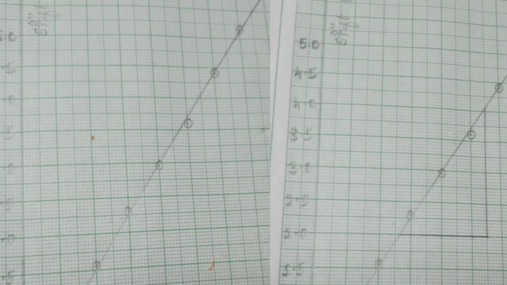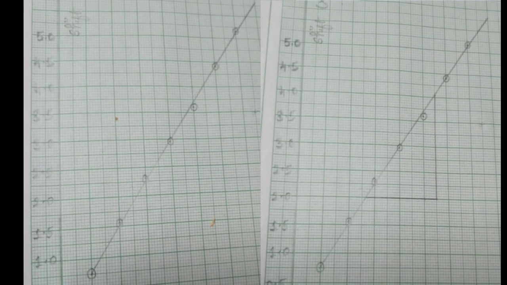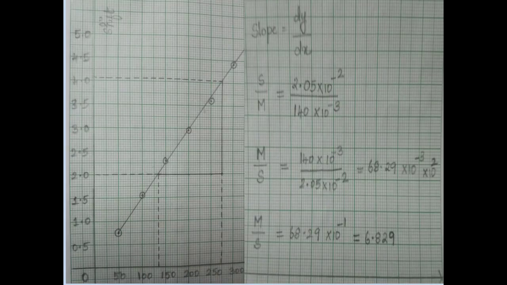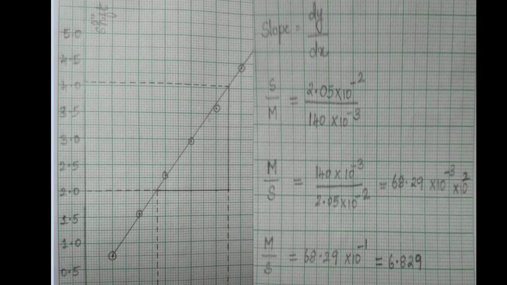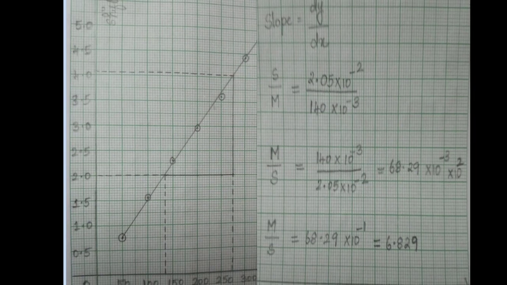Okay, join the graph. One or two points may not fall on the straight line, let's not bother about it. So join the maximum points which fall on a straight line, okay, then draw a slope like this. From this slope, let us find out the m by s. So we all know the slope is equal to dy by dx. Along the y-axis we have the shift s, along the x-axis we have m, that is your dx.